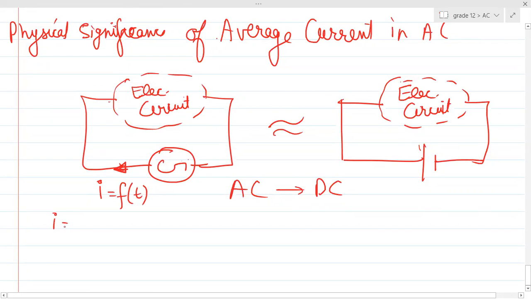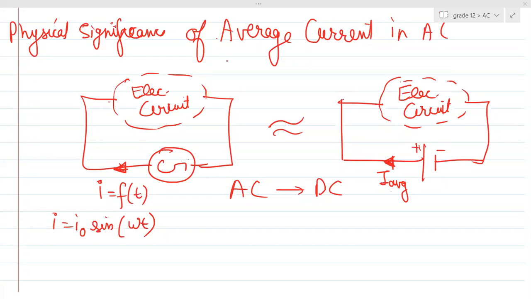It can be any function. It can be a sinusoidal function. It can be a square wave. It can be a triangular wave. It can be anything, right? So this function, we are trying to replace this function, this current I, with a non-changing value I average in such a way that the charge flowing through this electrical circuit in the same time is same in both the circuits.